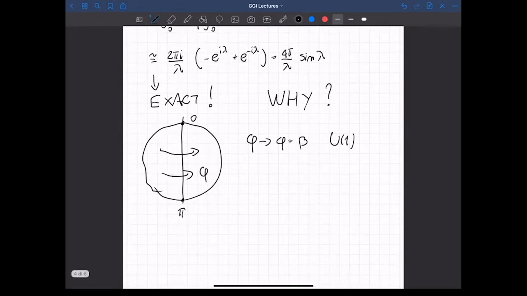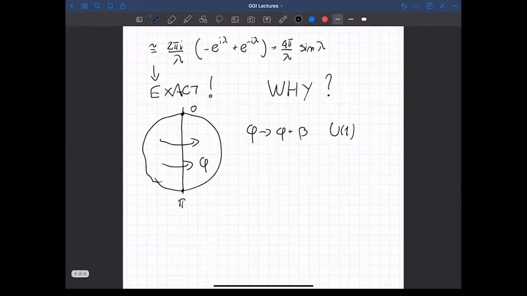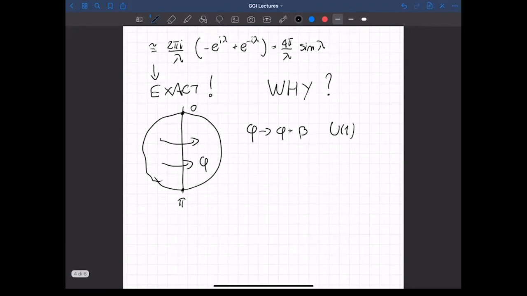So in a way, the integral is localizing around my fixed points. That's the reason for the name localization. Now, is there any question? Is there any question? No, okay.